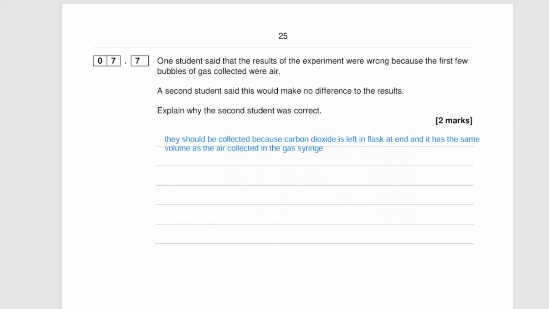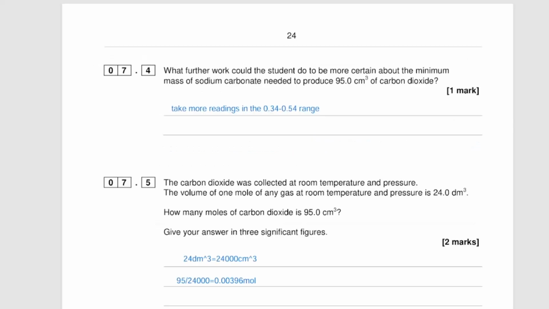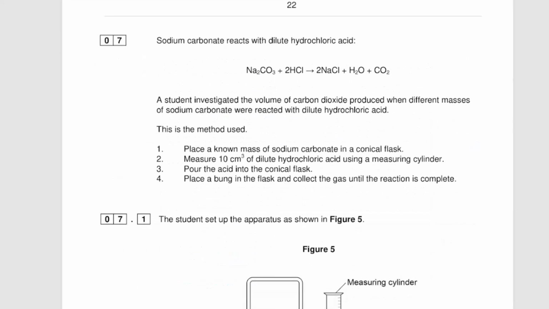Secondly, one student said that the results of the experiment were wrong because the first few bubbles of gas collected were air. A second student said that this would make no difference to results. Explain why the second student was correct. And I said that the bubbles of air should be collected because carbon dioxide is left in the flask at the end and it has the same volume as the air collected in the gas syringe. And if I quickly go back to the figure, I can explain.